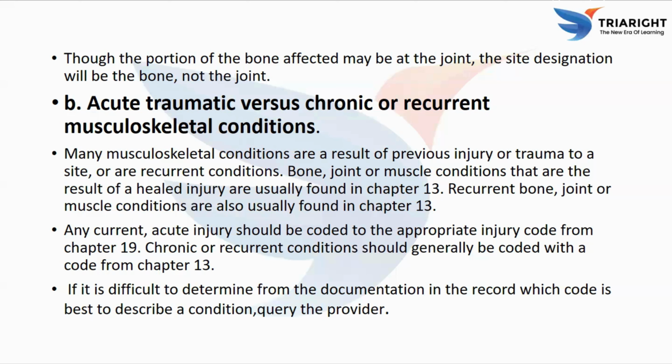So this is the important coding guideline. Any current or acute injury should be coded to the appropriate injury code from chapter 19. Do not use chapter 13 codes for a newly occurring trauma. If it is difficult to determine from the documentation, you have to query the provider. If you are unsure whether the problem is new, old or recurrent, you have to ask the doctor, but you must never guess and never assign incorrect coding.